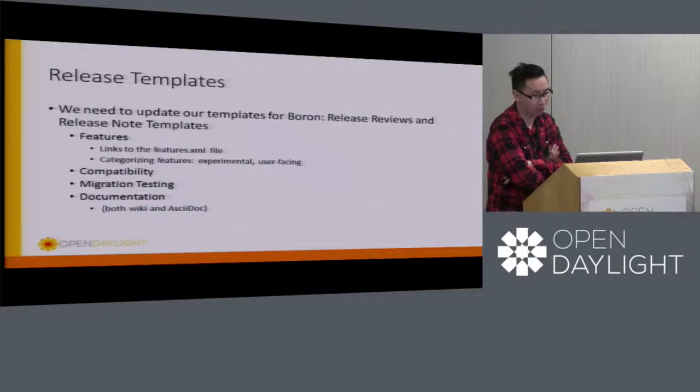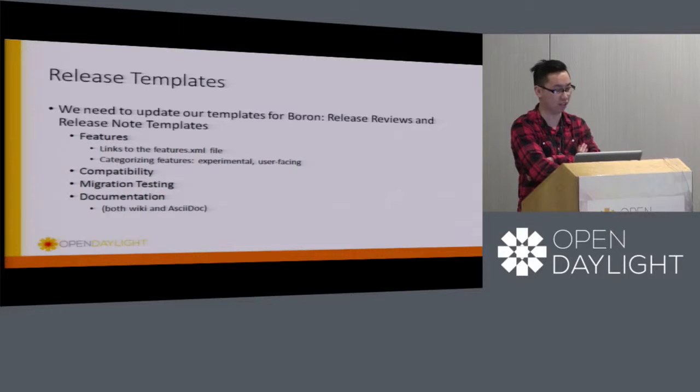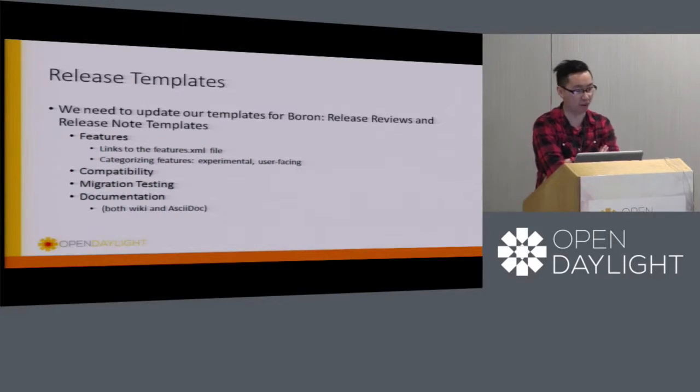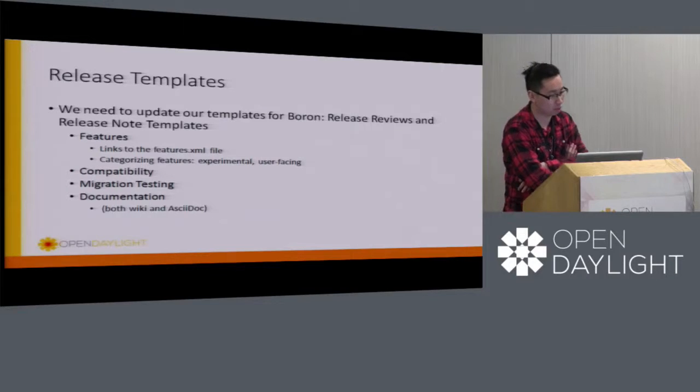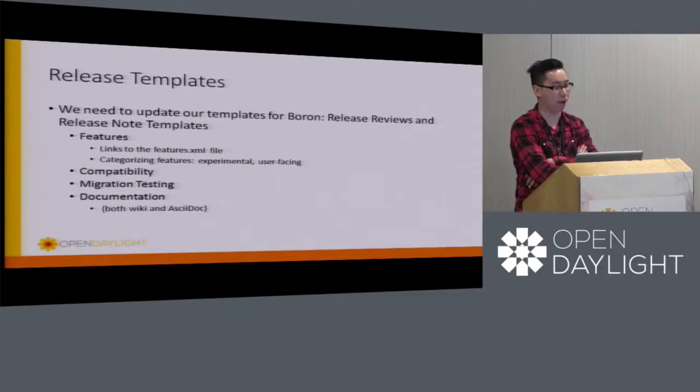Another thing that we realized is that during the release review, we need to update the release review and release note templates to include more clarification on the classification of their features as experimental or user-facing, instead of asking during the actual release review. And also clarifying what it means to be compatible, and their migration testing. It's not enough to say, by the way, you can migrate from a previous release. We need projects to actually identify if they've done any sort of migration testing. It's okay to say no, but to have that clarification inside the release.